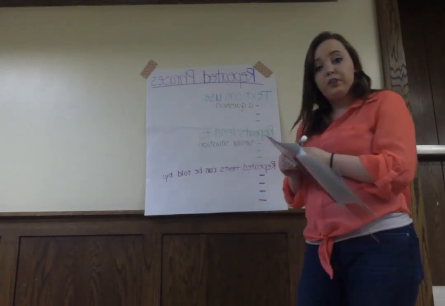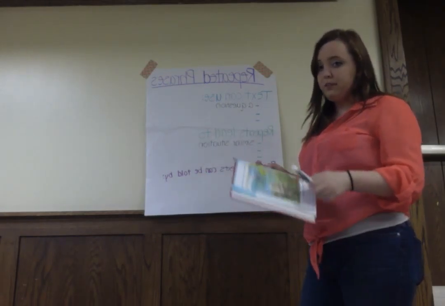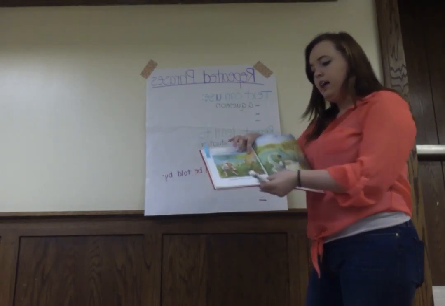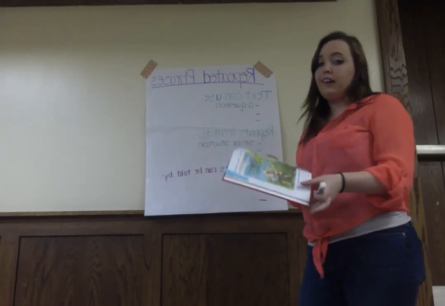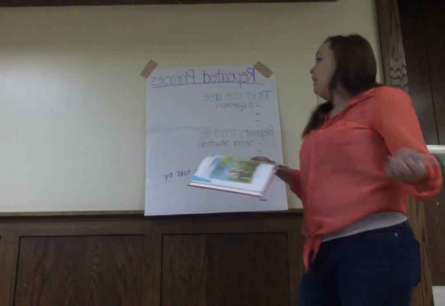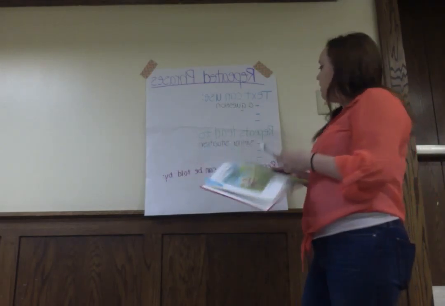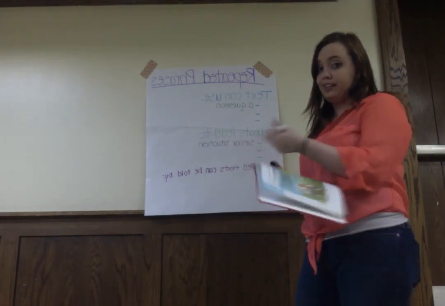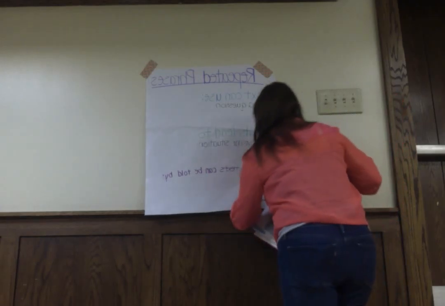Also, when we are using repeated text, they can be told by different people. In this case, the llama is the main character, and he goes around asking all of his friends if his mama is a llama. So, sometimes the repeated text can be told by the main character.